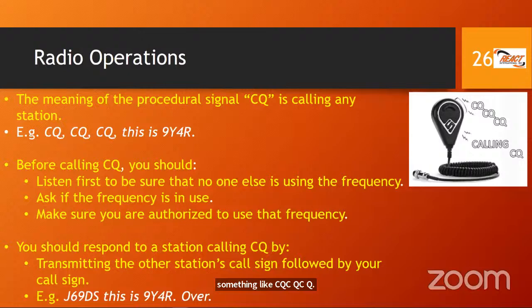So should I choose to respond to him? Let's say I want to speak to Franz. I will say Juliet 69 Delta Sierra. This is 9 Yankee 4 Romeo. Over, for example. So for the exam, we need to know you should respond to a station calling CQ by transmitting the other station's call sign followed by your call sign. So notice the order always is the other station call sign, then yours, right? So always think from. Right, exam question.